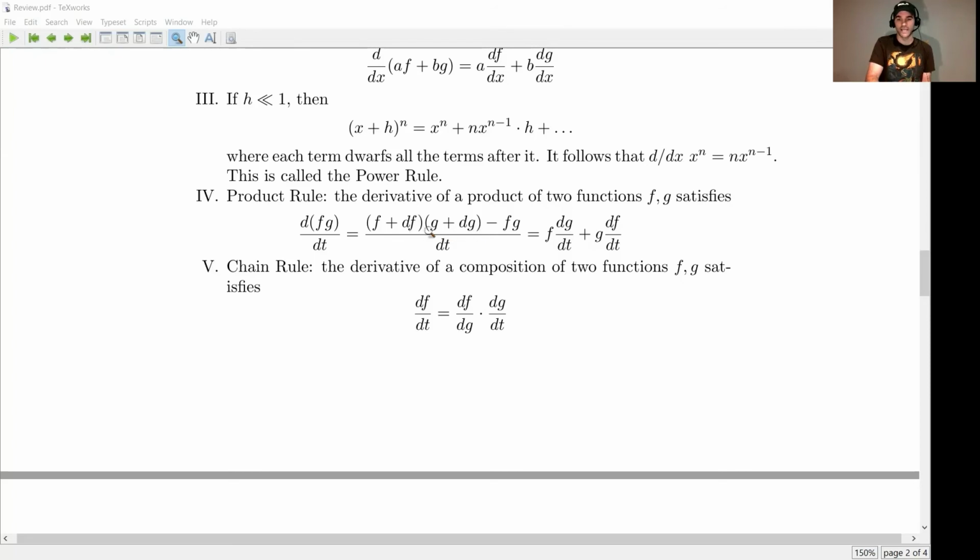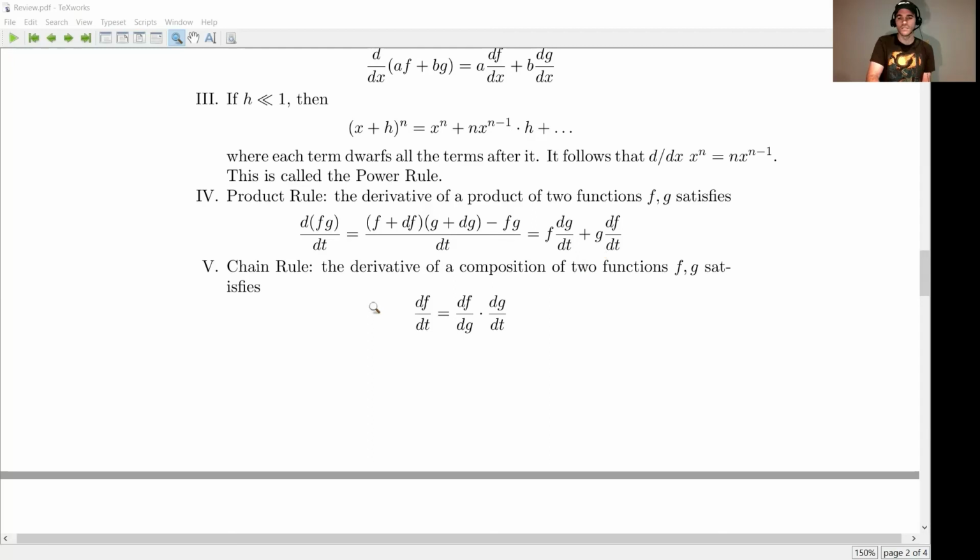So those stay. But then df times dg is going to be much smaller than any of the other three terms because it's a product of two differentials. It's going to be negligible. So when we simplify it, you get f times dg dt plus g times df dt. Well, that's the product rule.